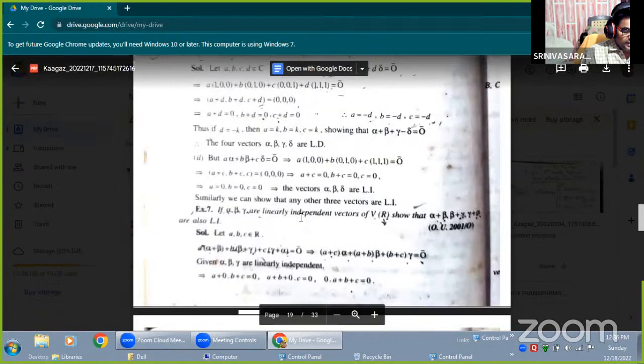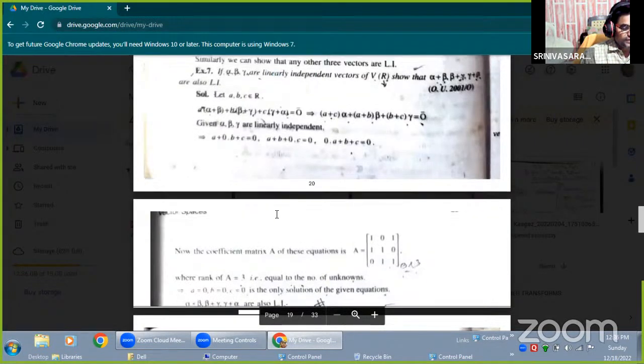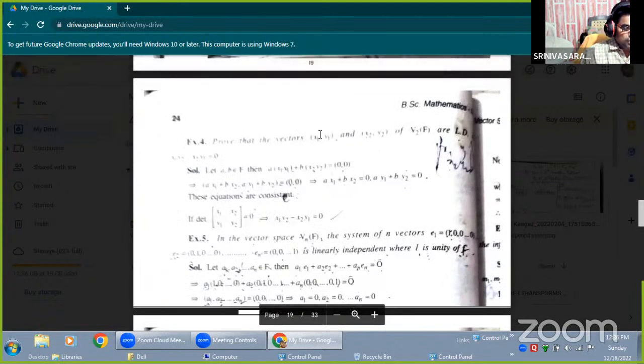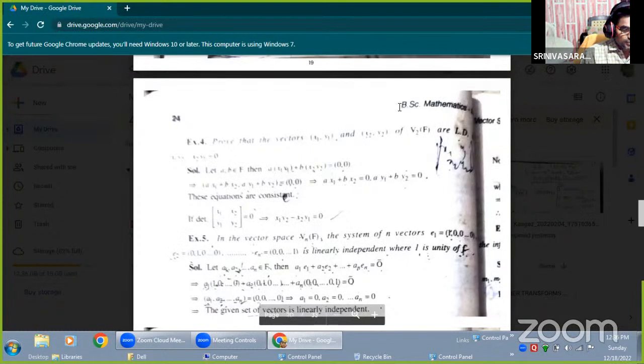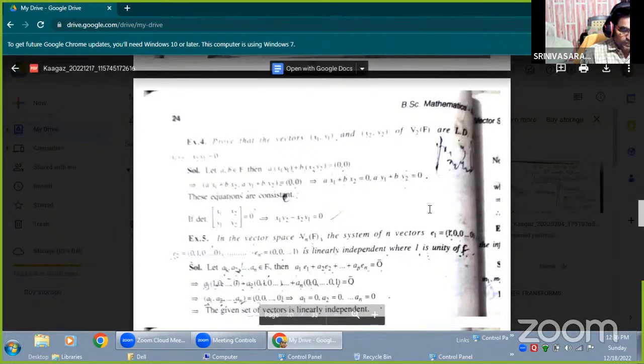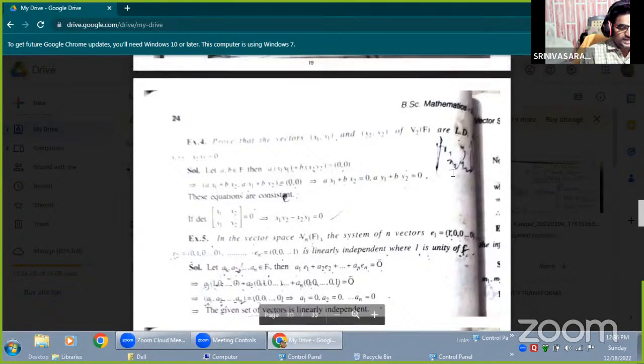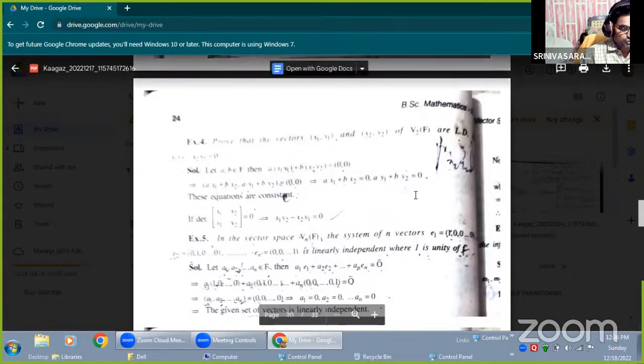Okay, please write this after the two sums. You can refer to your textbook. Now the fourth problem: there are two vectors (x1, y1) and (x2, y2). These two vectors are linearly dependent when the determinant of x1 y1, x2 y2 is zero. The determinant is x1 y2 minus x2 y1 equal to 0. That's enough: x1 y2 minus x2 y1 equal to 0.